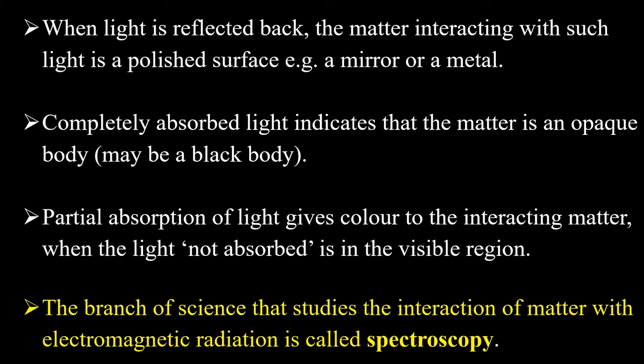Partial absorption of light gives color to the interacting matter when the light is not absorbed in the visible region. That means partial absorption of light is responsible for giving color to that particular interacting matter, as the light is not fully absorbed in the visible region. The branch of science that studies the interaction of matter with electromagnetic radiation is called spectroscopy.